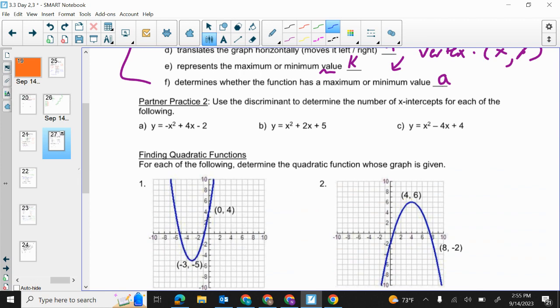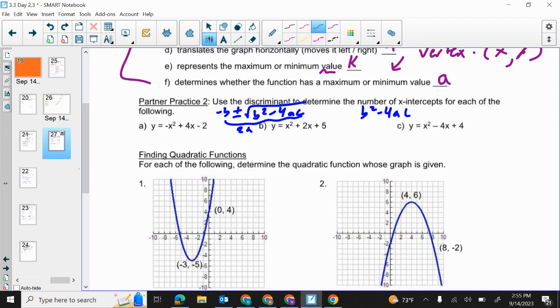Part 2, use the discriminant to determine the number of x-intercepts for each of the following. We haven't talked too much about this. If you don't remember, the discriminant is the inside part of the square root in the quadratic formula. Our quadratic formula is opposite b plus or minus the square root of b squared minus 4ac all over 2a. So the discriminant specifically is b squared minus 4ac. The nice thing about this is it can tell you how many x-intercepts there are. So let's go through these and see what happens.